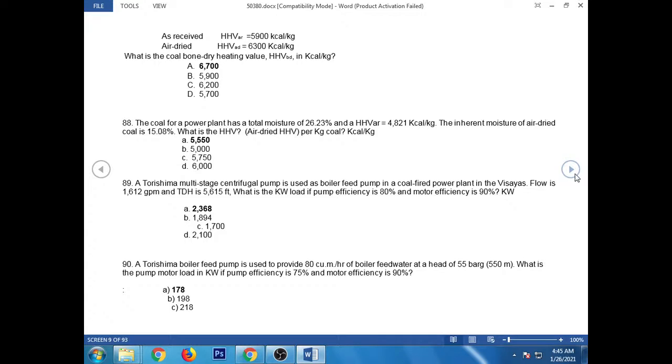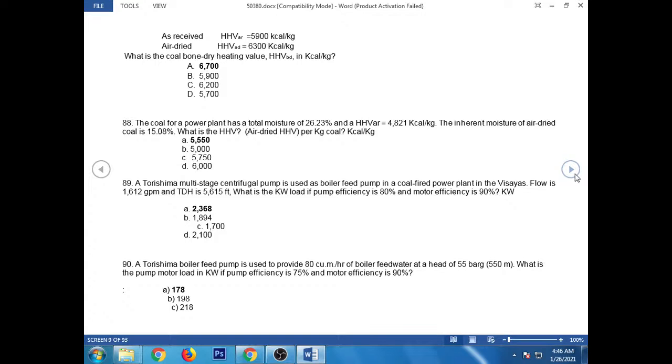Answer: 6,700. The coal for a power plant has a total moisture of 26.23% and HHV AR is equal to 4,821 kilocalorie per kilogram. The inherent moisture of air-dried coal is 15.08%. What is the air-dried HHV per kilogram, in kilocalorie per kilogram? Answer: 5,550.